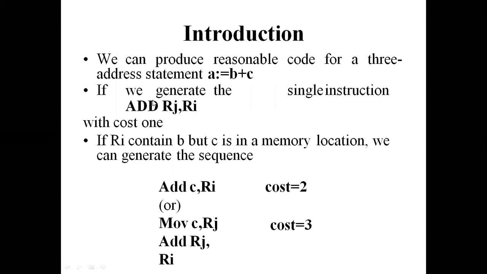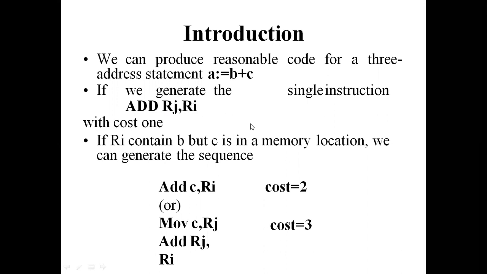Then, for example, we can produce reasonable code for three address statements like this. We have a three address statement a = b + c. We generate the single instruction ADD, adding the two registers: I already stored b in Ri and c in Rj, and now I am adding those two variables. That means the two variables are already stored in the two registers. So I am using this single instruction for this three address statement. This is the corresponding code sequence.